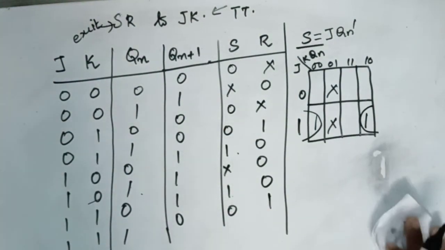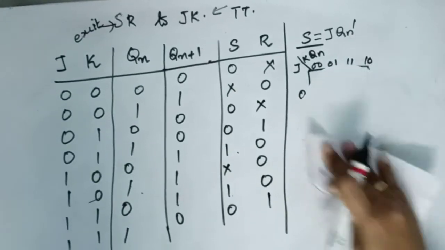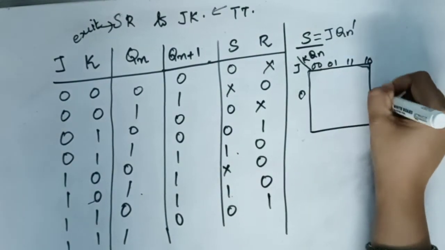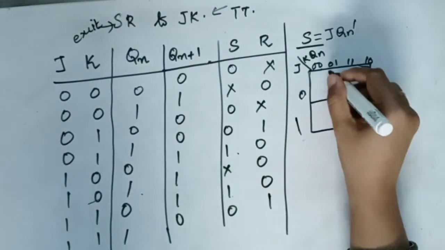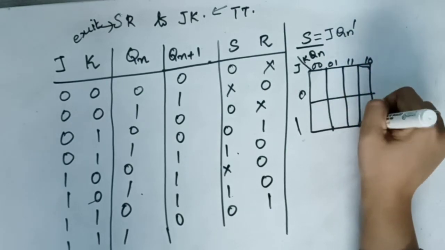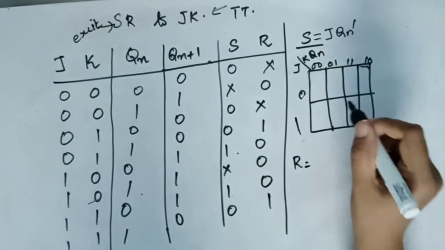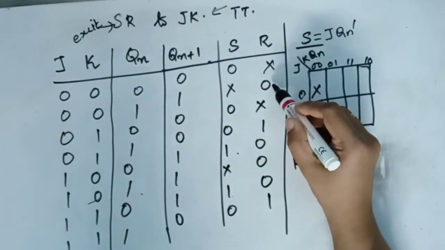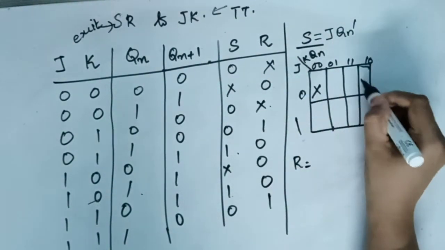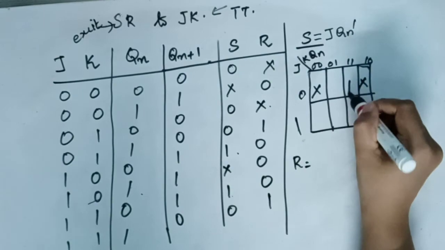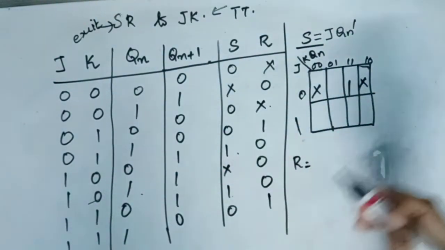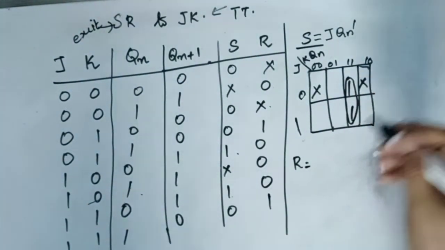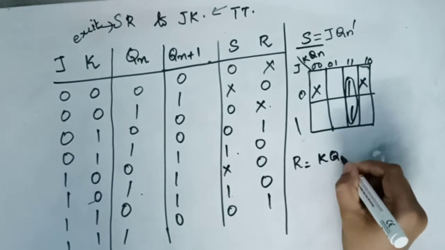Now next is R. Yes. So R: 0, 0, 0 is don't care. 0, 0, 1 is 0. 0, 1, 0 is don't care. 0, 1, 1 is 1. Then 1, 1, 1 is 1. So for this, R is equal to K into Qn.